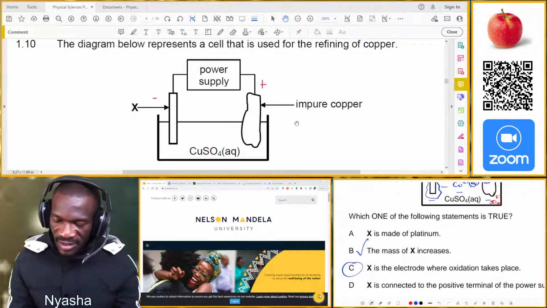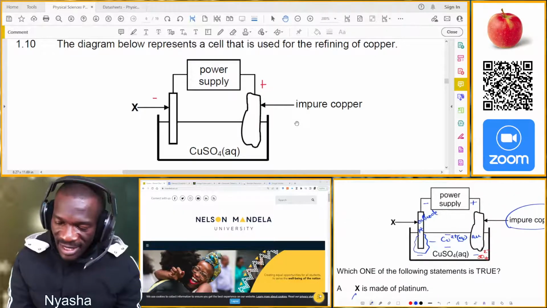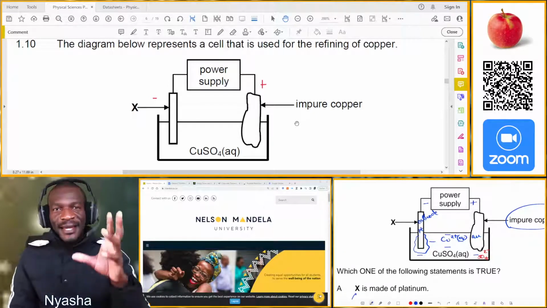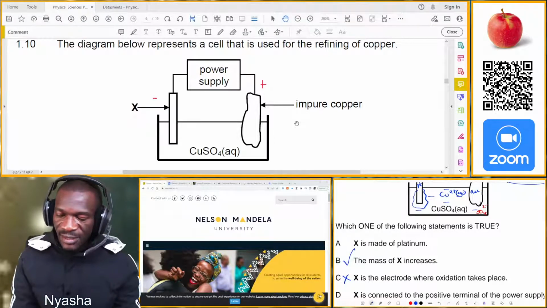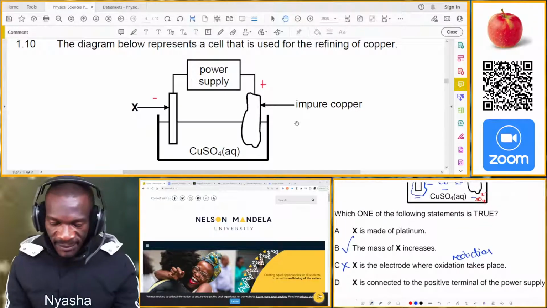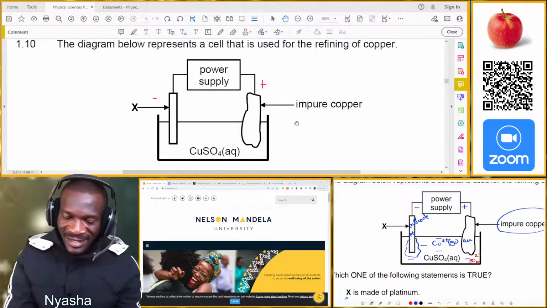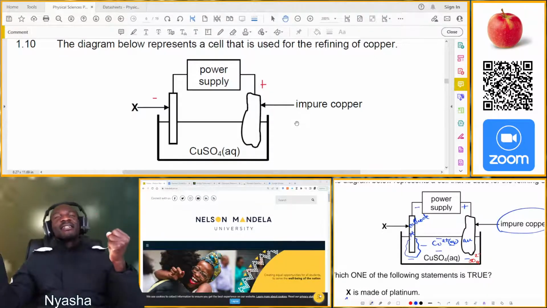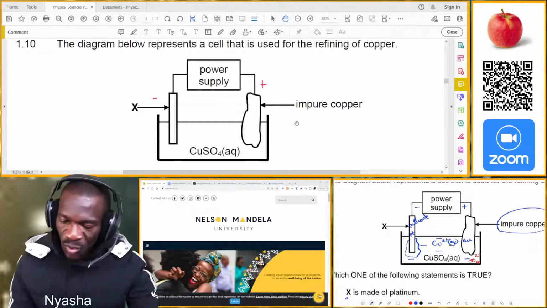How about the third statement? X is the electrode where oxidation takes place. What is taking place? We said reduction of the copper ions as they accumulate, hence the purification. That's the process, isn't it? So here, X is the electrode where reduction takes place. Then D, X is connected to the positive terminal. No, we cannot connect this to the positive terminal, otherwise there's no way we can extract the copper ions so that they can accumulate on some electrode as pure copper.